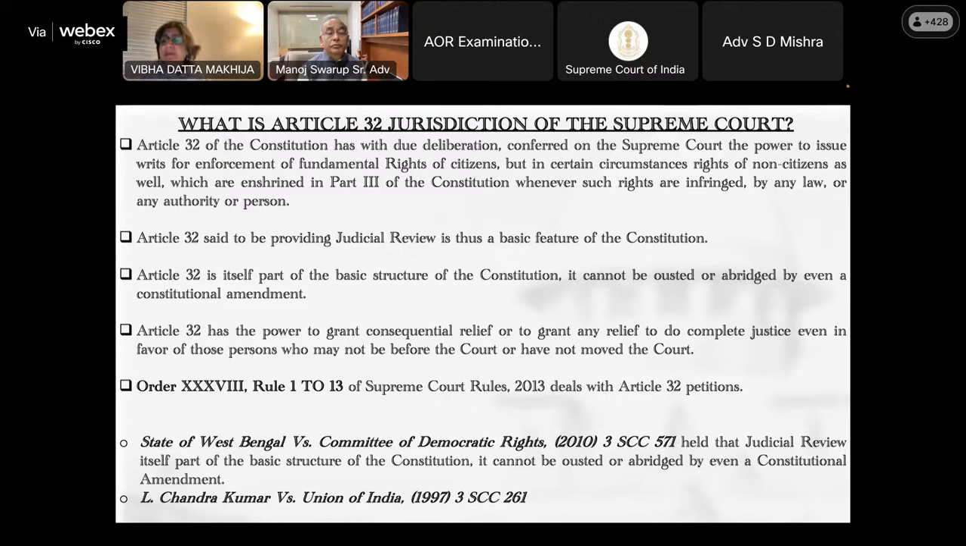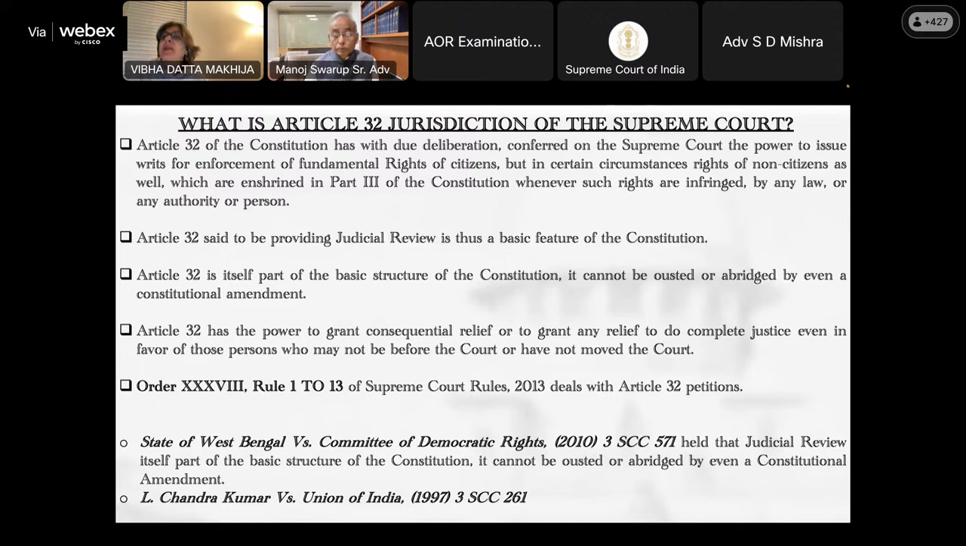So we have fundamental rights in Part 3. The tool by which we enforce those rights is Article 32. And the right endures to the benefit of citizens, non-citizens, corporations, etc., to move the Supreme Court by appropriate proceedings for enforcement of their rights conferred by the Constitution, and particularly Part 3 of the Constitution.